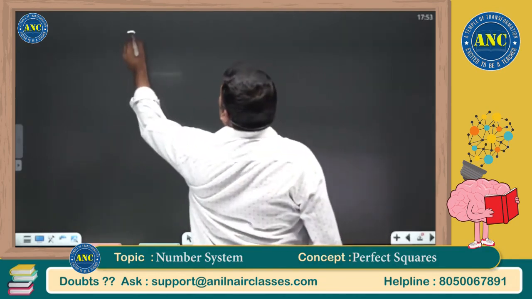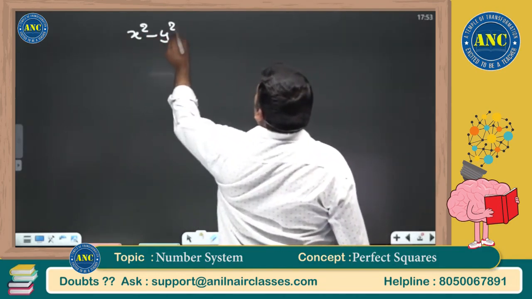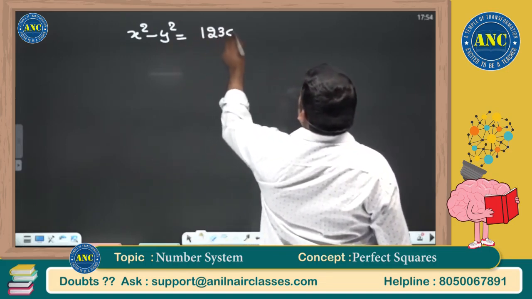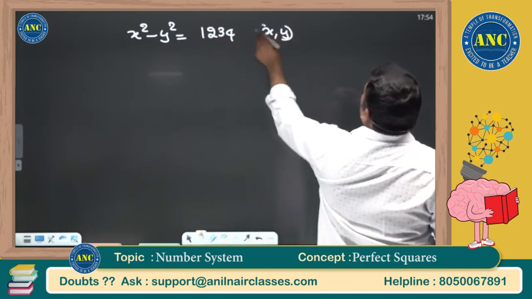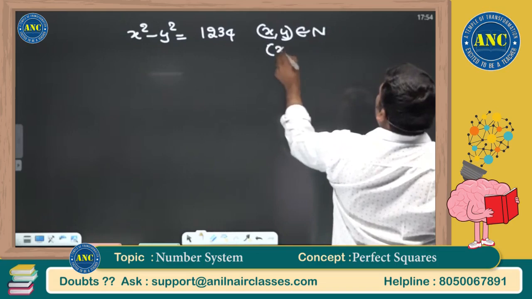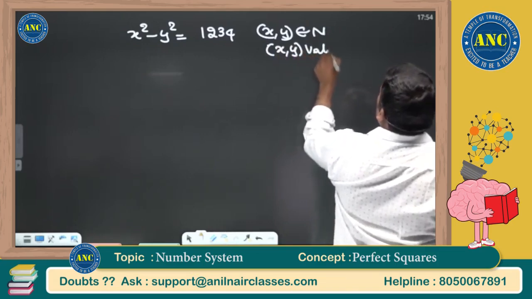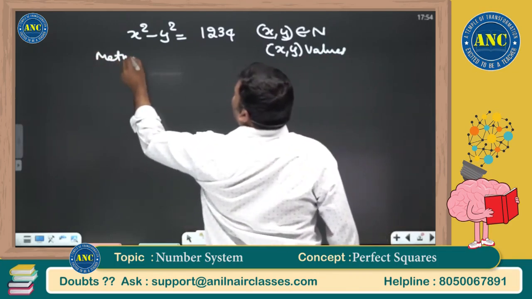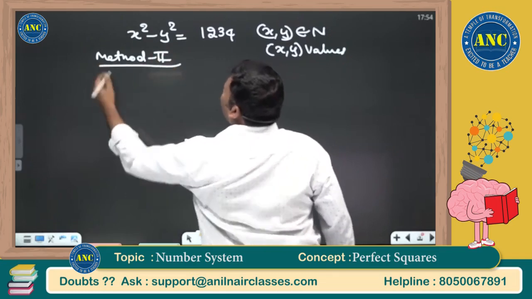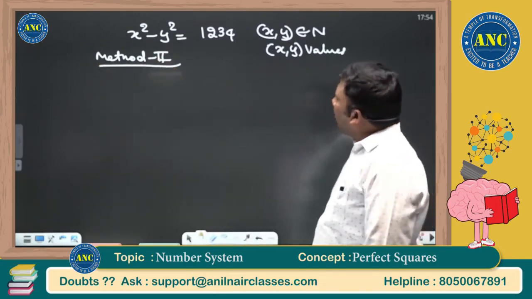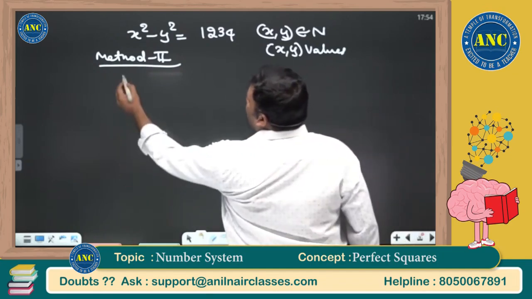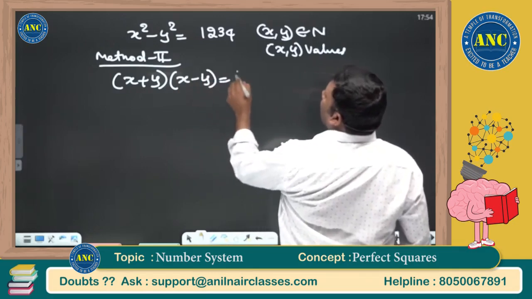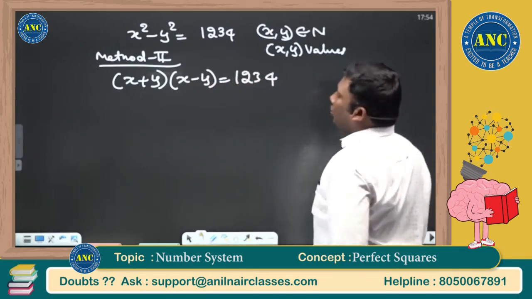Now, one important thing, please write down, sir. x square minus y square is equivalent to 1, 2, 3, 4. x and y are natural numbers. How many values will x and y take? Already we solved this question. Method 2. I am more interested in method 2 because in tomorrow's morning class we will discuss some problems. If a student is solving like this: x plus y into x minus y is equivalent to 1, 2, 3, 4.